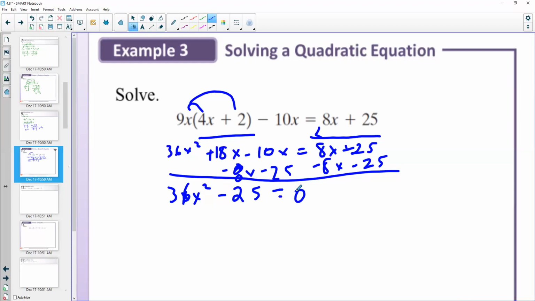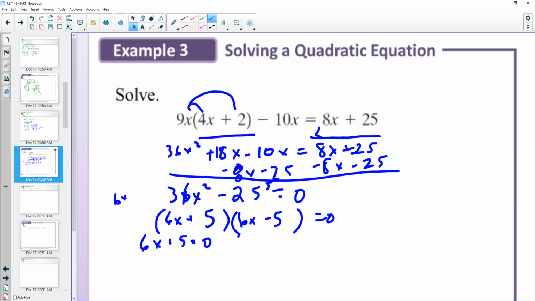I see something. What do you see? I see a difference of squares. 36x squared minus 25. There's a perfect square here. The base is 6x. The perfect square over here is 5. So two parentheses, one minus, one plus. I get 6x as my first term, and 5 as my second, equal to 0. And now I can just use the zero product rule. 6x plus 5 equals 0. 6x minus 5 equals 0.